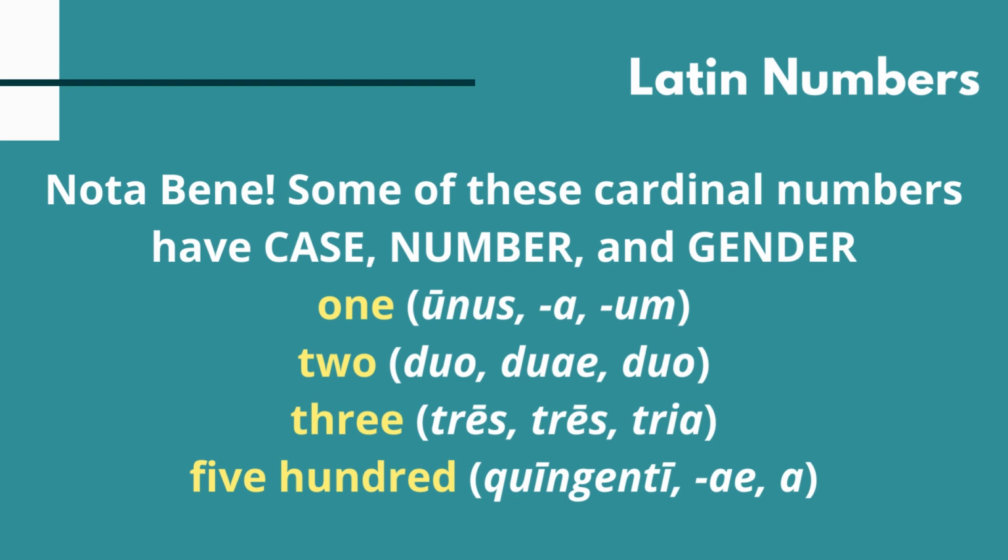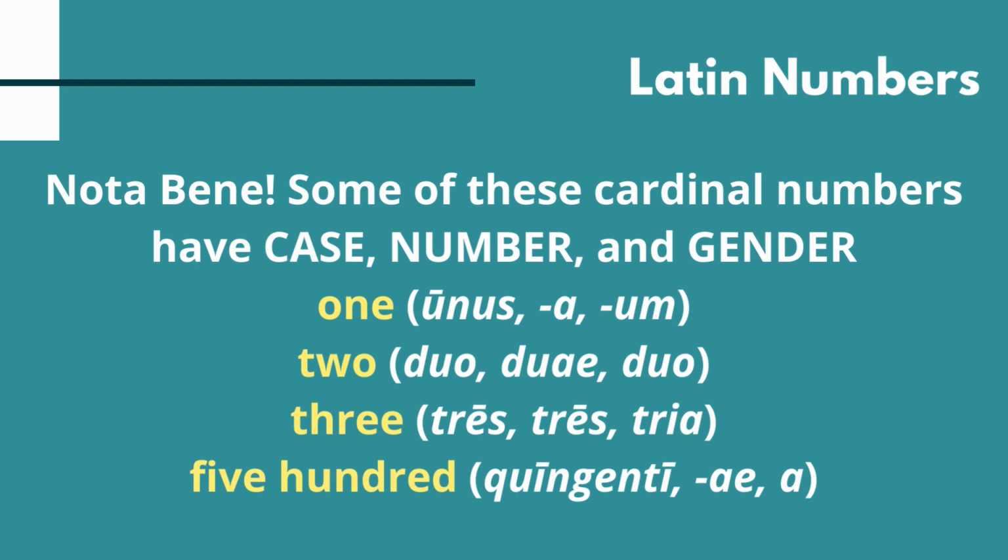If you're talking about one boy, you might say unus. If you're talking about one girl, it would be una. And if you're talking about a building, it would be unum, right? It depends on the gender. And then even deeper than that, it really depends on the case, right? Is it the subject? Is it the direct object? What's going on here? So this is something you really want to put in your notes and pay attention to.